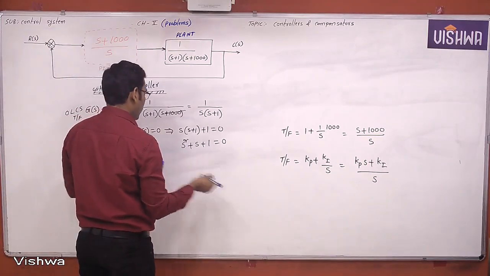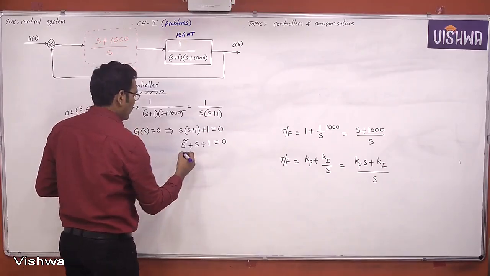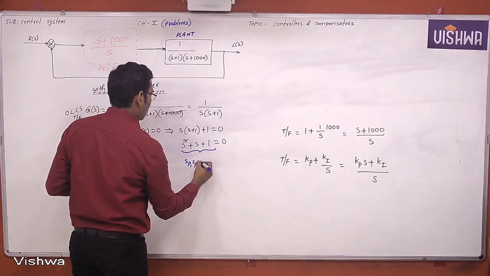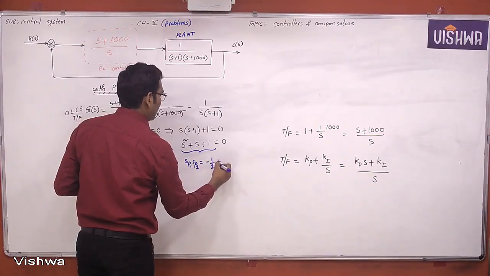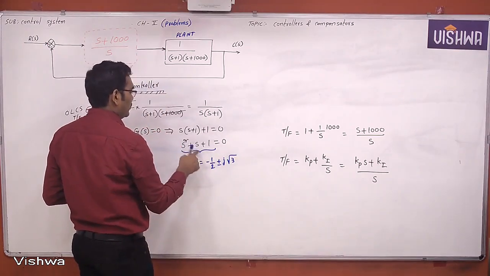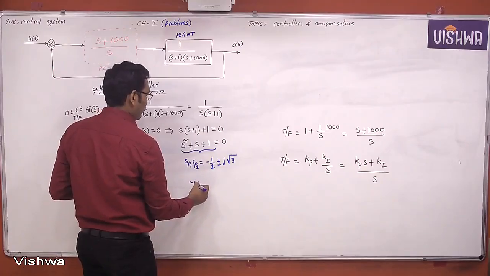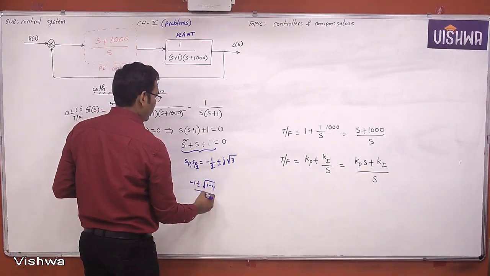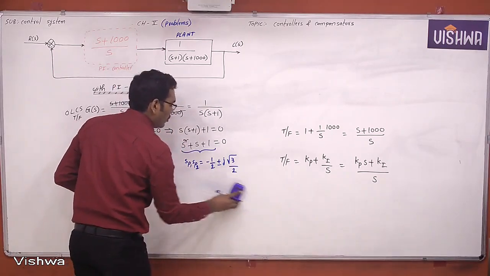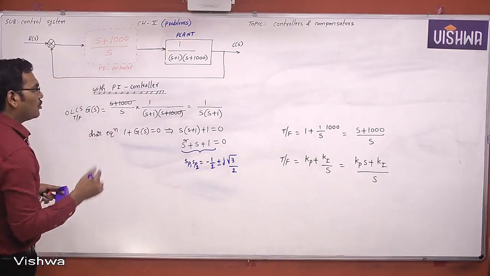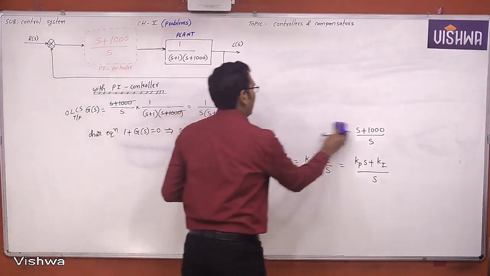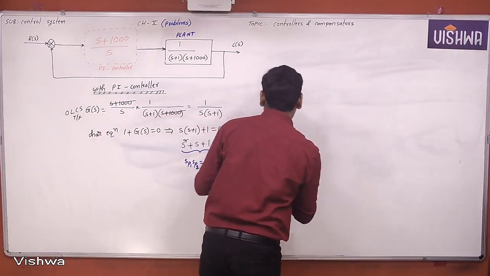Then if you find the roots, what are the roots? The roots of this characteristic equation are minus b plus or minus square root of b square minus 4ac by 2a. These are the 2 closed loop poles. Once the closed loop pole locations are available, we can find any characteristics or any parameters, whatever they may be. So now we'll see.